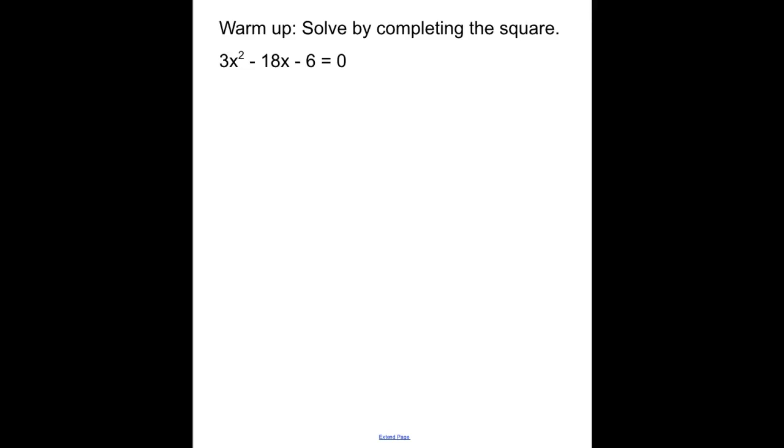So we're going to look at a warm-up question from yesterday's, that process of completing the square. What's the first step? Okay. If we divide everything by 3, we end up with x squared minus 6x minus 2 equals 0. Then what do we do? Add the 2 over, okay, get rid of that constant term.